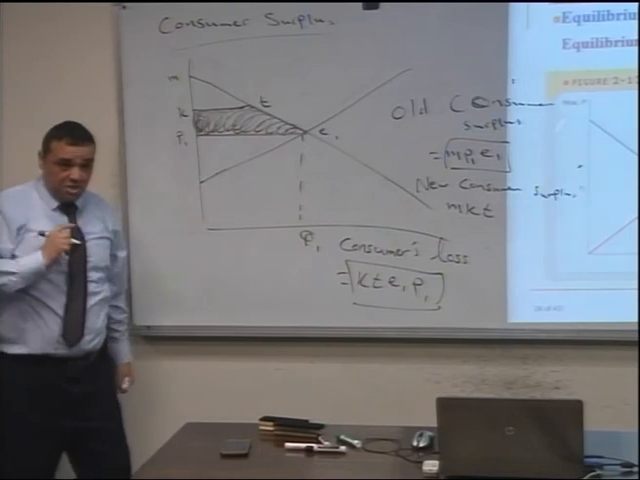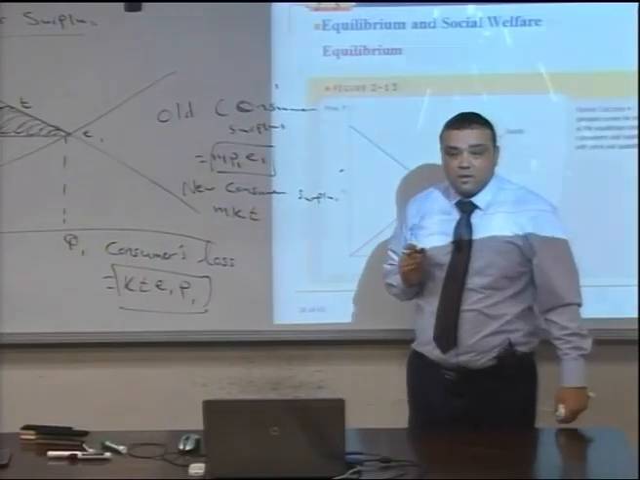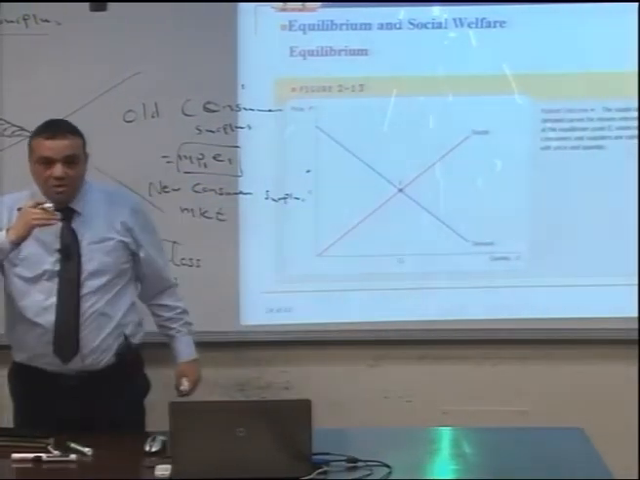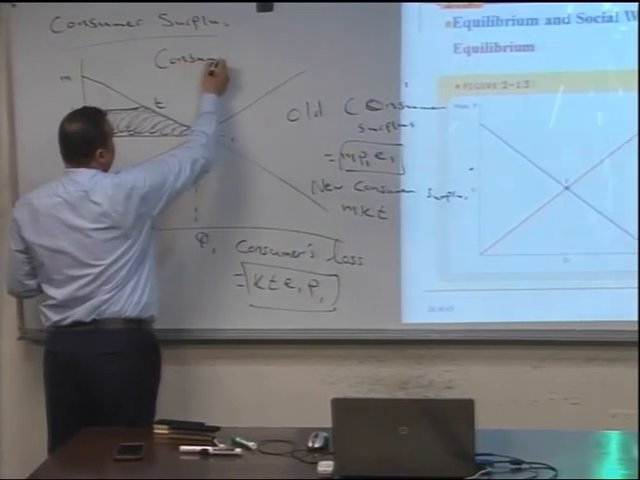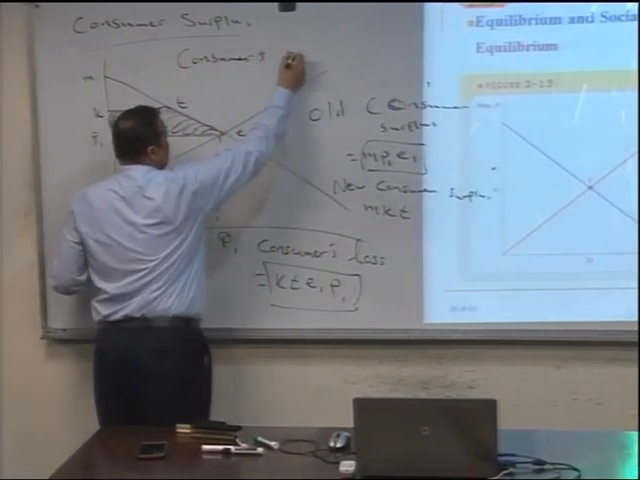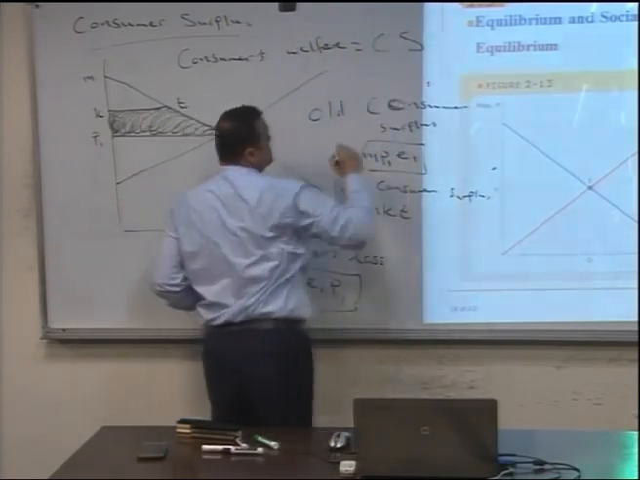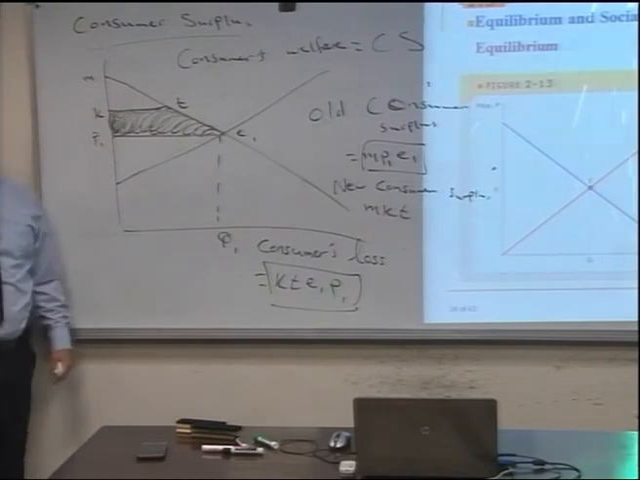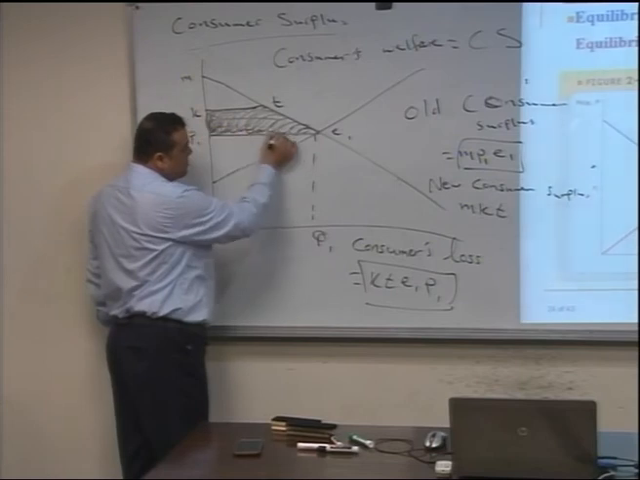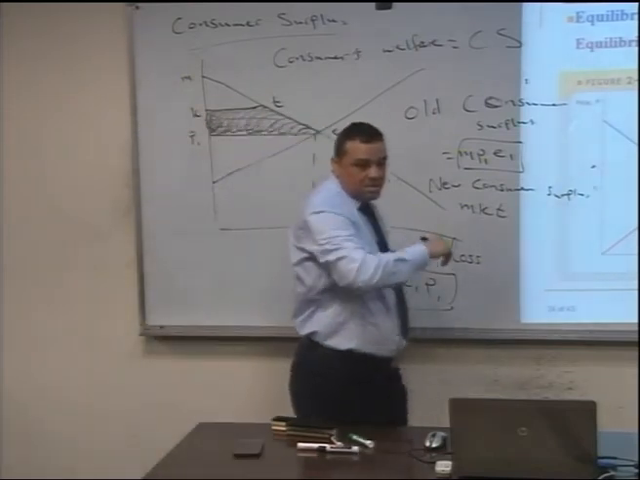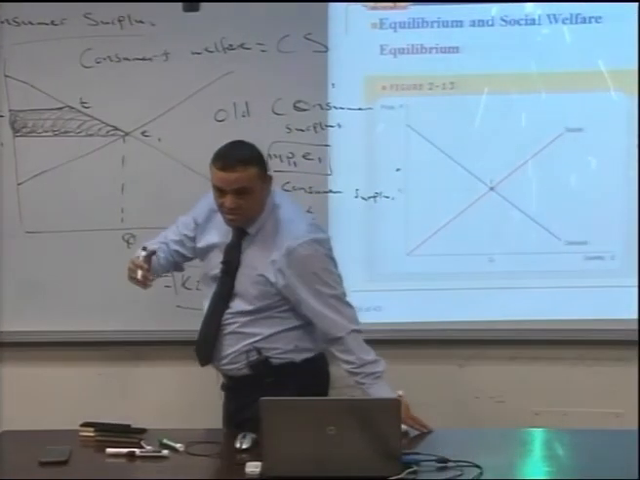So in general, as the price goes up, the consumer welfare goes down. The consumer's welfare is the consumer surplus. As the price goes down, the consumer surplus goes up. So there is a negative relationship between the prices and the consumer surplus.